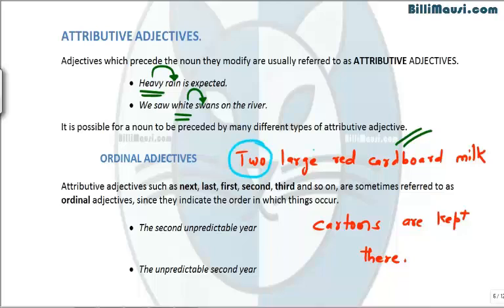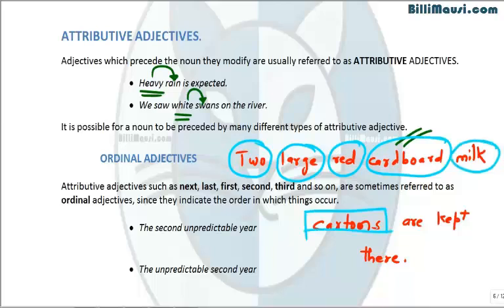Large is an adjective indicating size, red is an adjective indicating color, cardboard is an adjective indicating a type of material, and milk is a defining adjective indicating purpose. But all of them are modifying cartons. So hope it is clear to you what are ordinal adjectives. Let's see the next 2 examples and try to see the difference in their meanings, what they intend to convey.